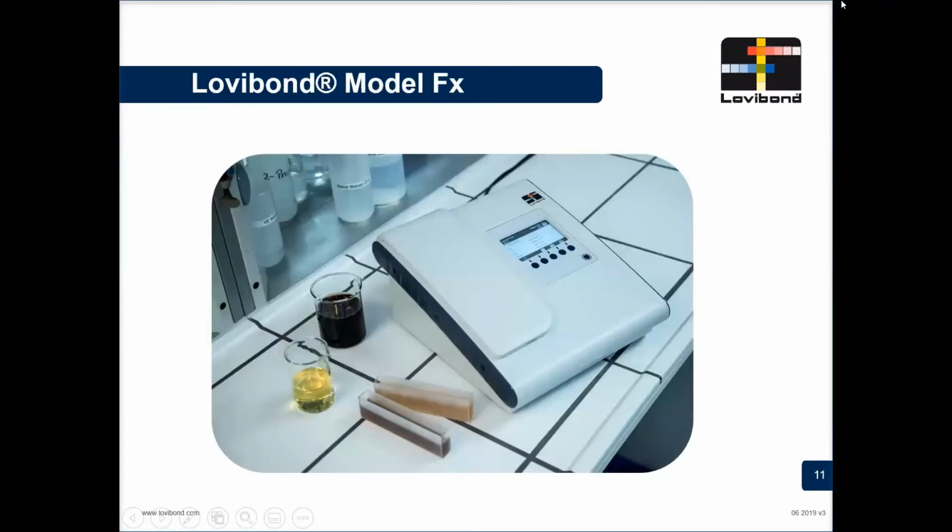So if I look at the Model FX, the edible oil instrument, again, we can put a number of different cells in, different liquids.